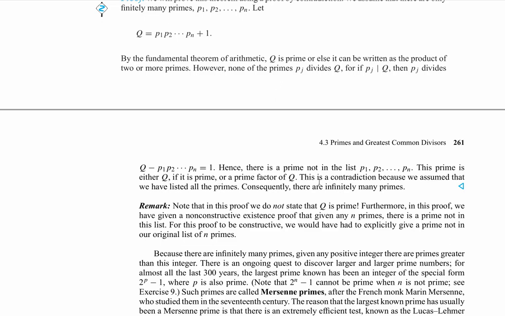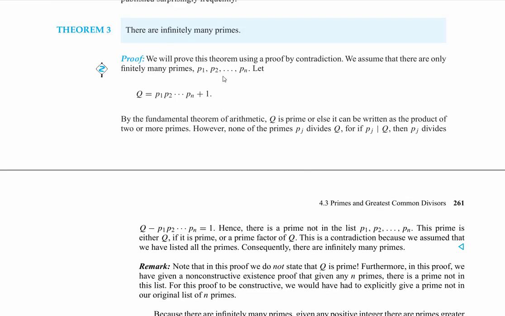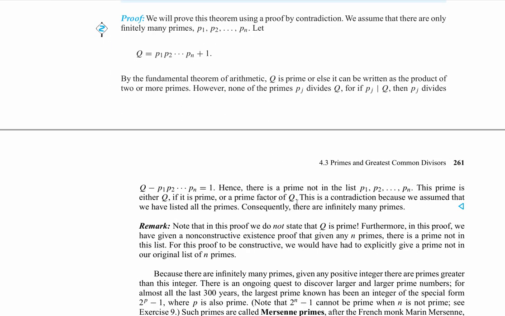Okay, so that contradicts the fundamental theorem of arithmetic. So the problem arises when you assume there are finitely many primes. You end up with a contradiction. So that assumption has to be wrong. So consequently, there are infinitely many primes.